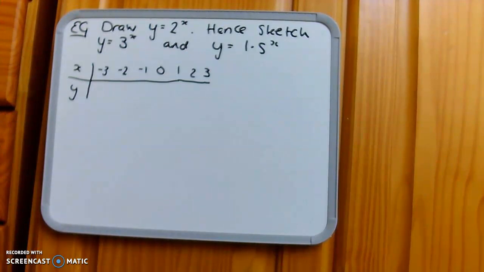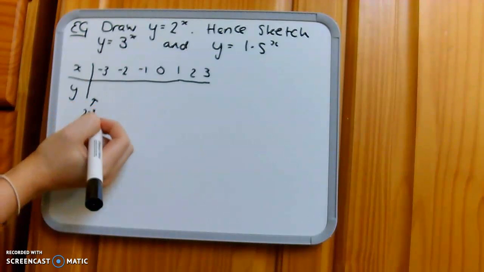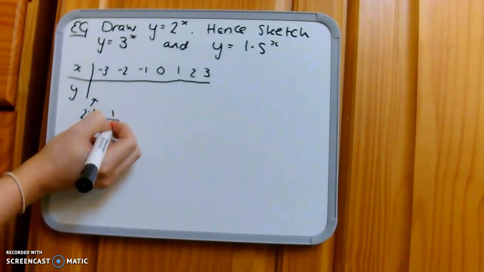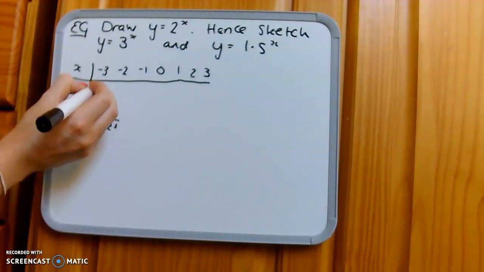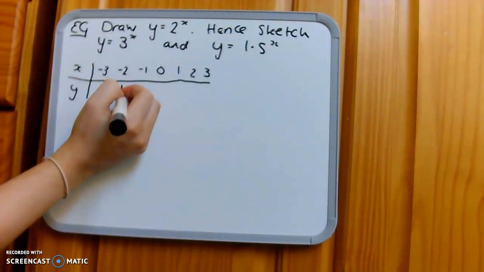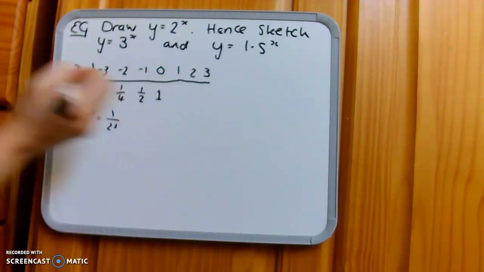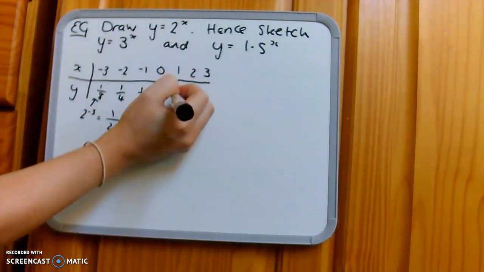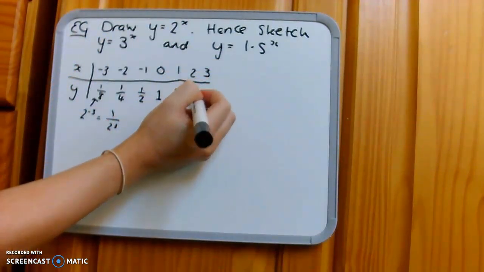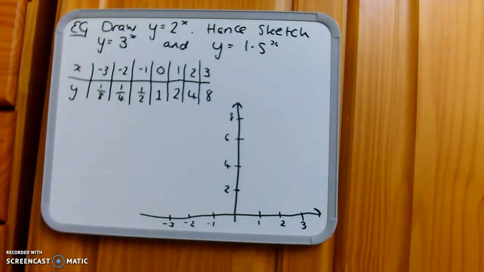Okay, so if I think about these, this here is 2 to the power of -3. Now we should know that as 1 over 2 cubed. So this here is going to be 1/8. Okay, similarly I get a quarter and a half. Anything to the power of 0, hopefully one of you said a 1. And then 2 to the power of 1 is 2. 2 to the power of 2 is 4, and 2 to the power of 3 is 8. Okay, so I've just neatened that up and drawn myself a graph.